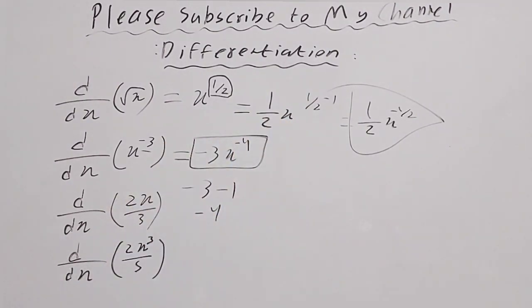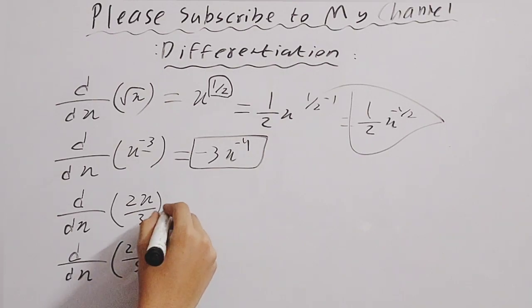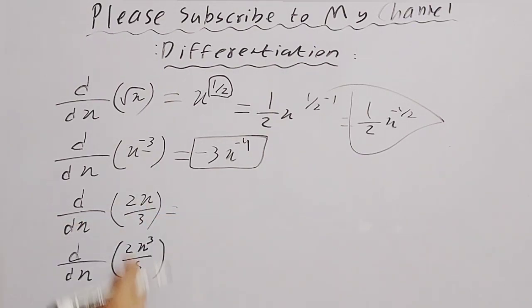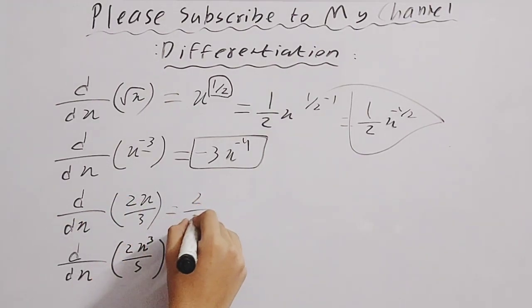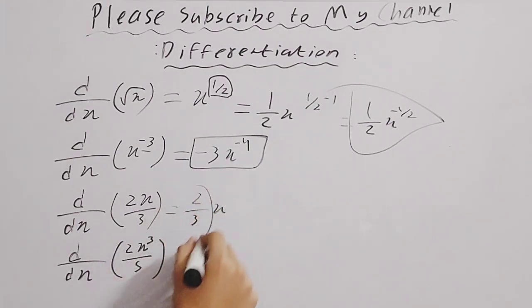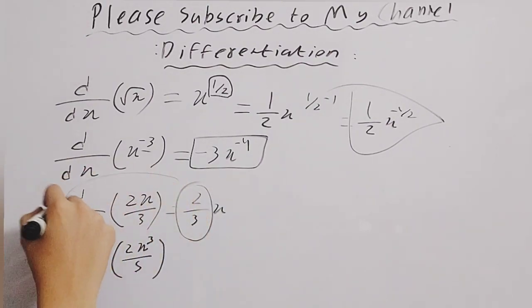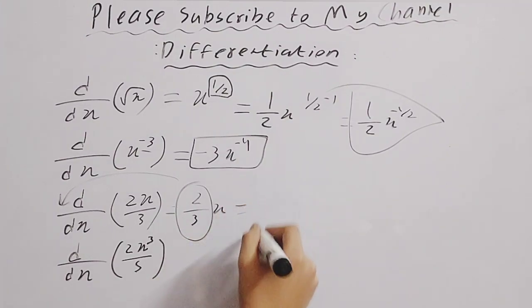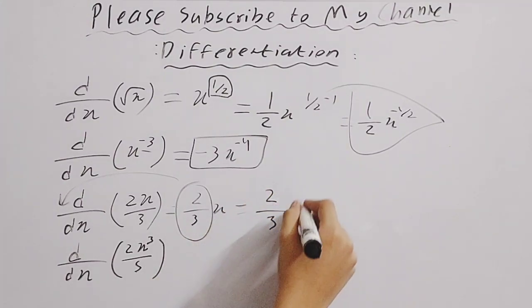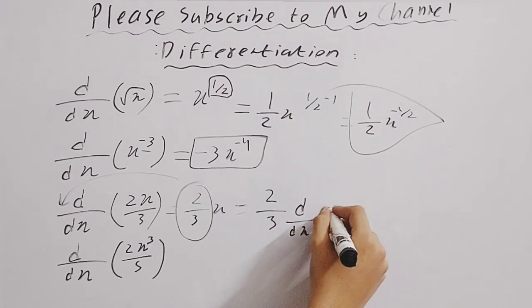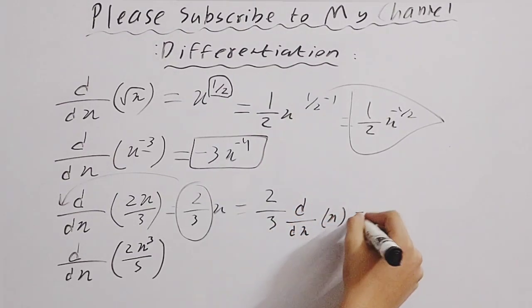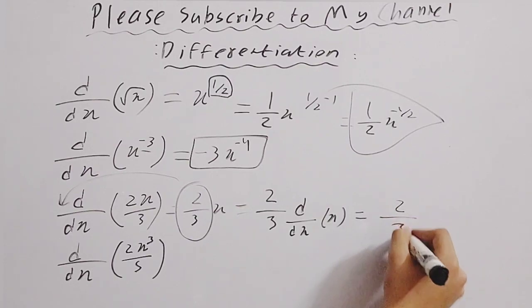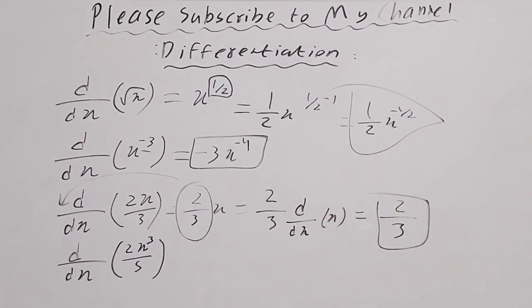And that's your answer. Now if you have a function like differentiation of 2x over 3, you can write it as 2 over 3 multiplied by x. And this is a constant, so you can move it to the front side. It will be just 2 upon 3 multiplied by differentiation of x, which will be just 1, so it will be just 2 over 3, and that's your answer.